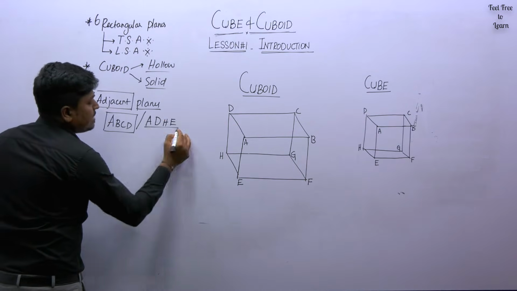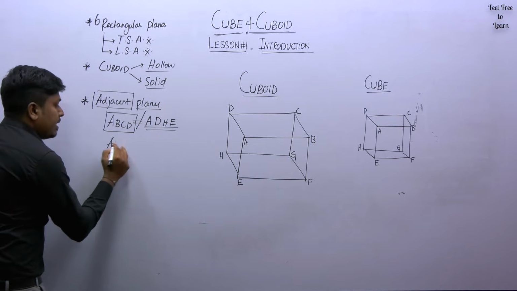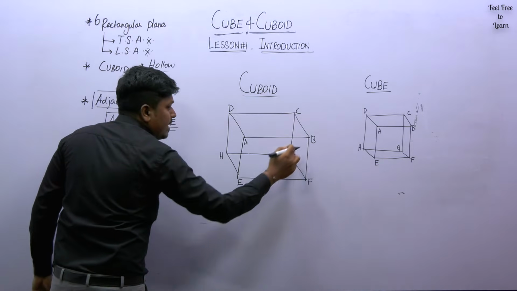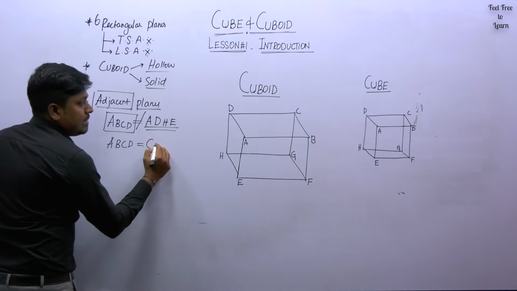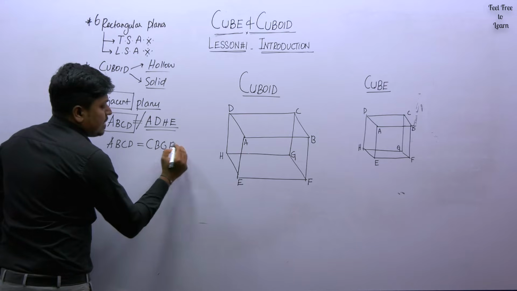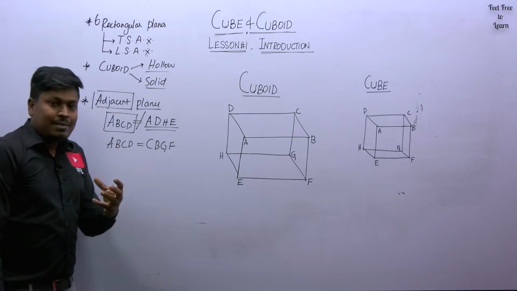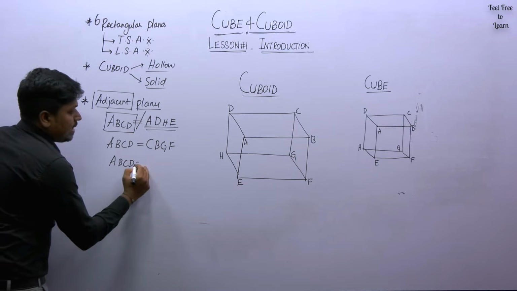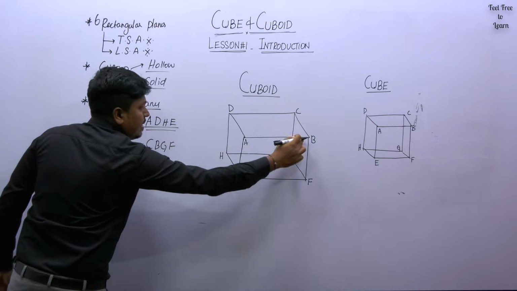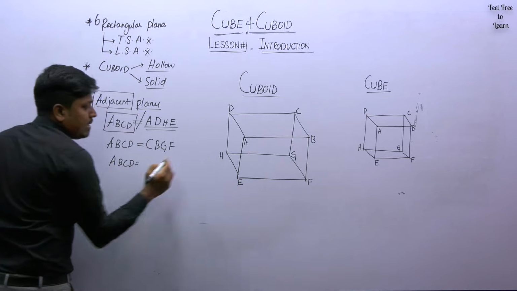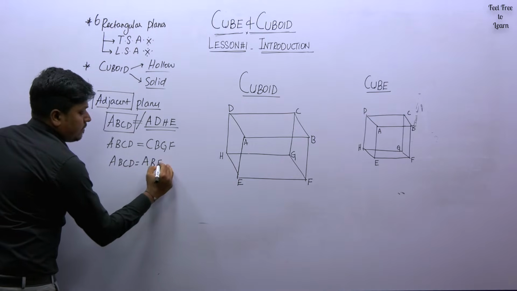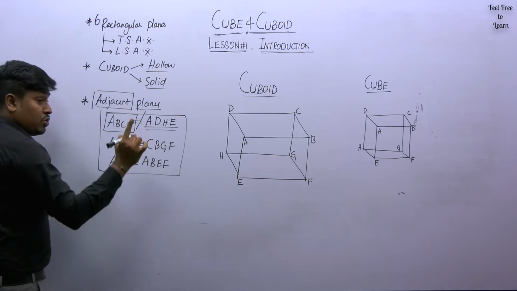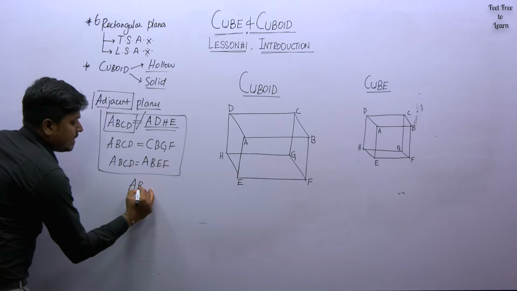ADHE. So this plane is adjacent for this. Similarly, for the ABCD rectangular plane, we can say CBGF is adjacent. Got it? Adjacent is a neighbor. Similarly, for this ABCD, this plane is also adjacent, right? ABEF. So these are called adjacent planes.